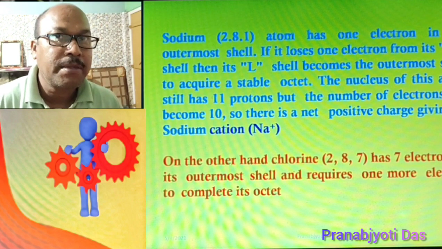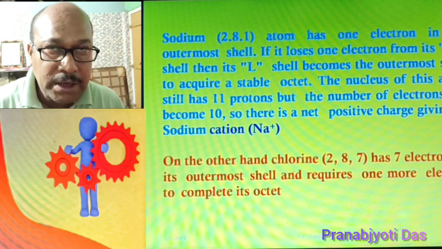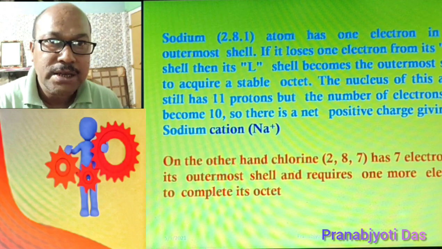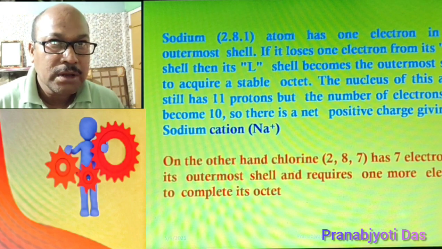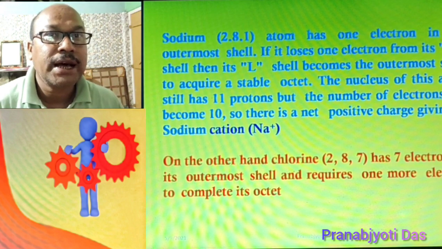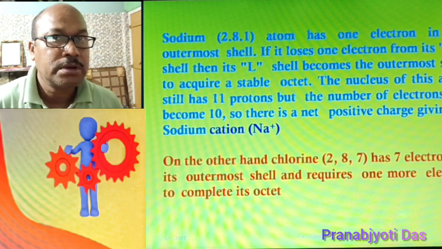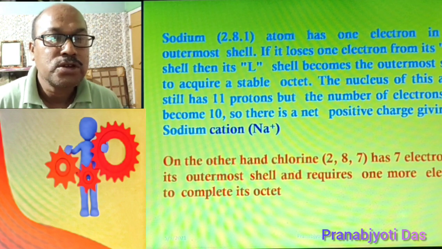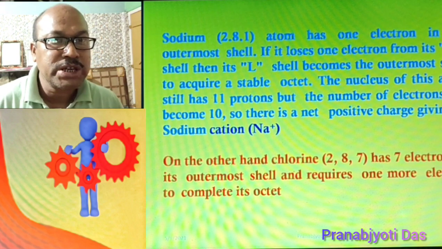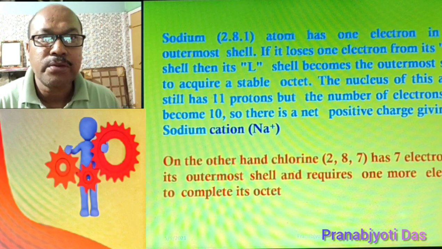Both these elements, sodium and chlorine, have to maintain 8 electrons in the outermost orbit. Sodium has 1, chlorine has 7. But one thing can be done. In the M shell of sodium, there is only 1 electron. If that electron from sodium is removed and added to chlorine in the 3rd orbit, what will happen? Sodium's electronic configuration will change to 2, 8 and chlorine's will change to 2, 8, 8, and they will fulfill the octet rule.